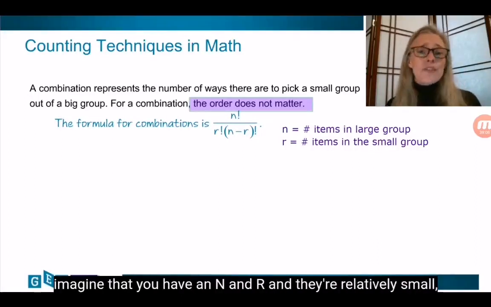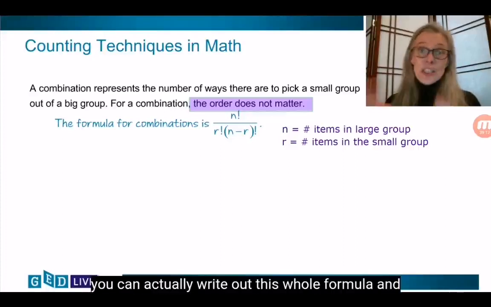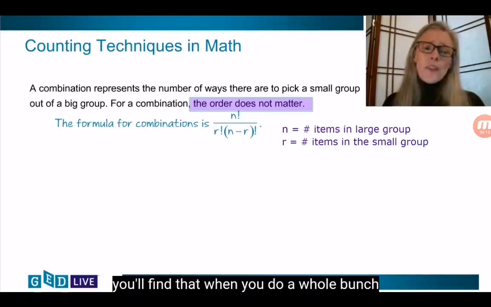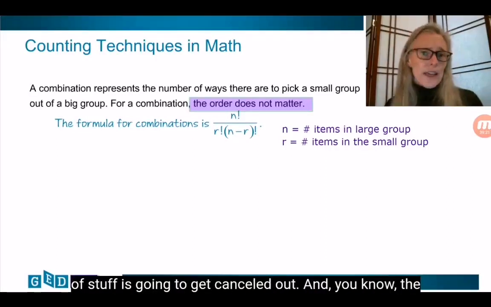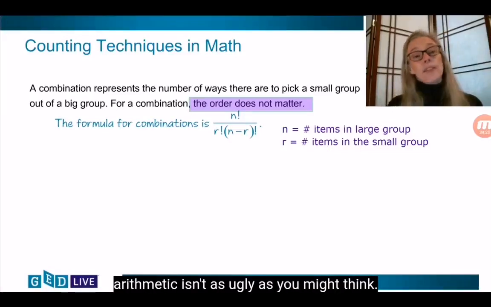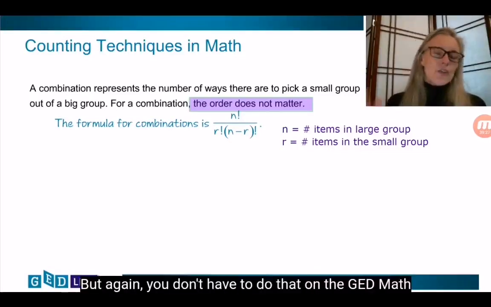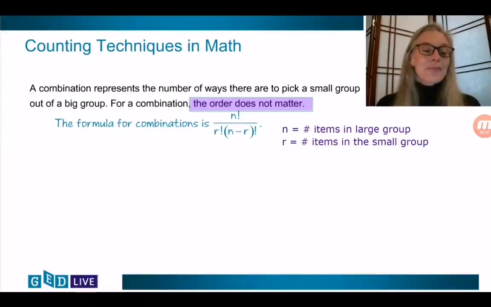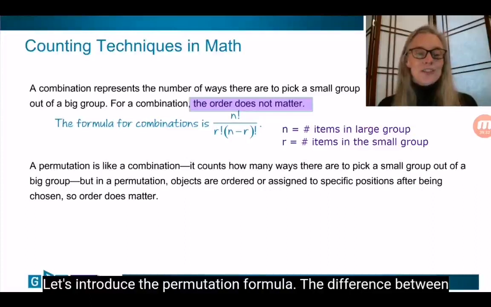So you can imagine that if you have an n and an r and they're relatively small, you could actually write out this whole formula, and you'll find that when you do, a whole bunch of stuff is going to get canceled out, and the arithmetic isn't as ugly as you might think. But again, you don't have to do that on the GED math test because your calculator can do it for you. Let's introduce the permutation formula.